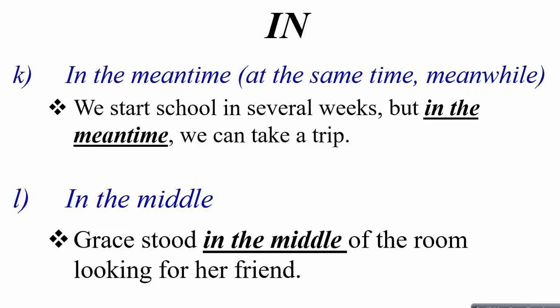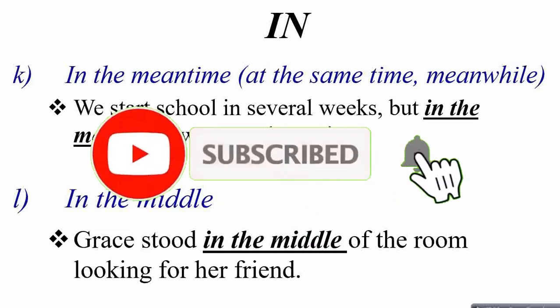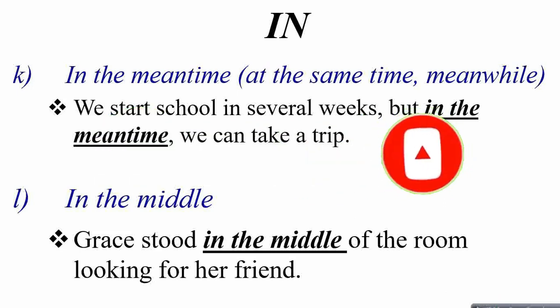Next one, in the meantime. It means at the same time, or meanwhile. Example: we start school in several weeks, but in the meantime, we can take a trip. Next, in the middle. When you're using the word middle, the right preposition is in. So Grace stood in the middle of the room looking for her friend.